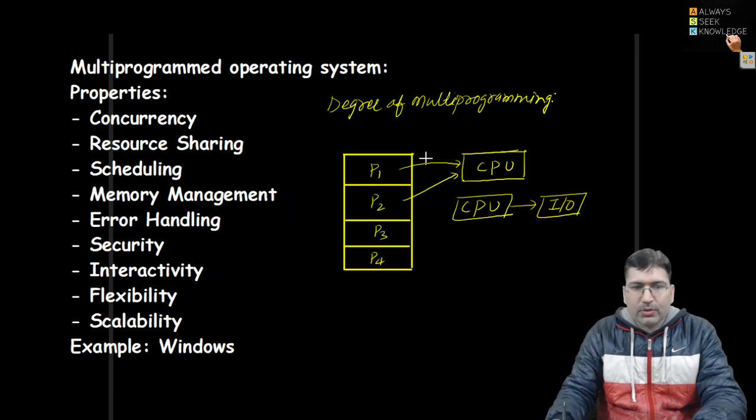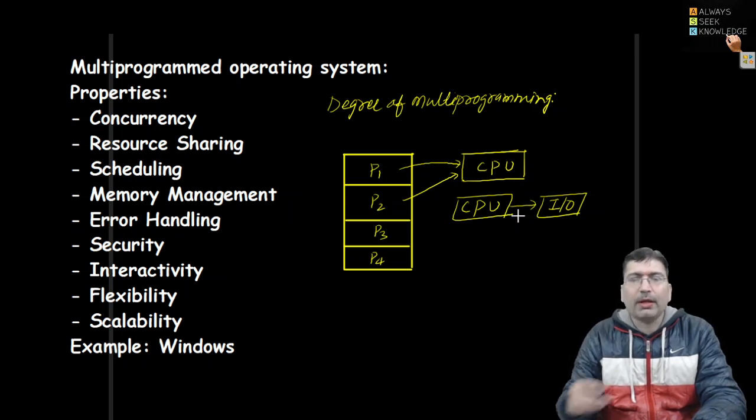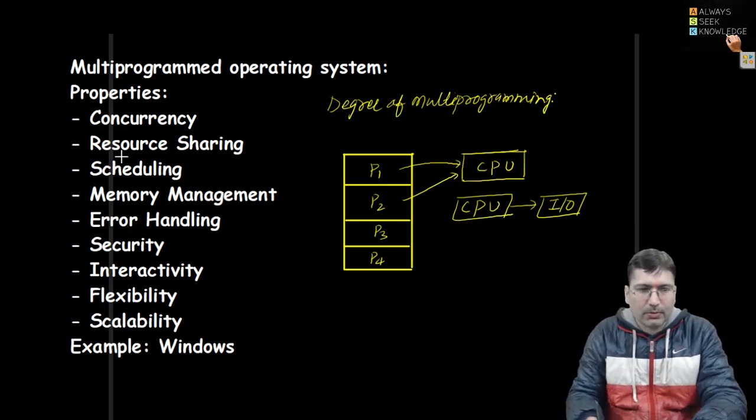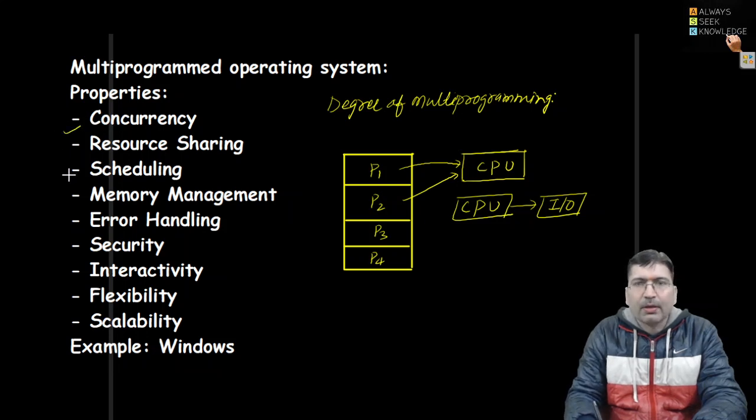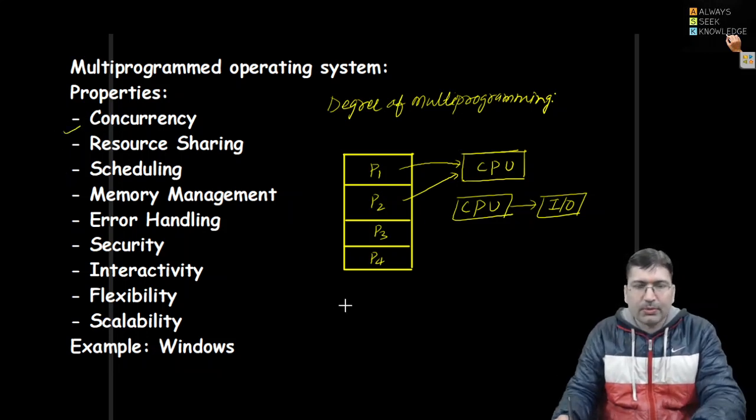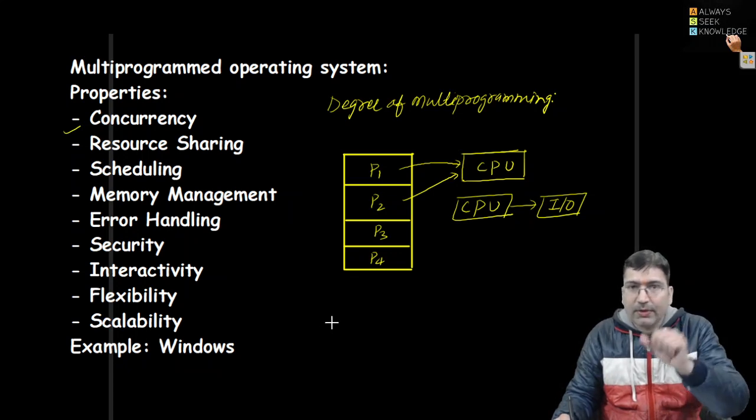So context switching has been implemented, right? When a process is leaving the CPU control and going for IO, then context switching can be performed so that another process can get the CPU control. So such kind of operating system provides features or properties like concurrency. Multiple processes can be executed in the same time frame.